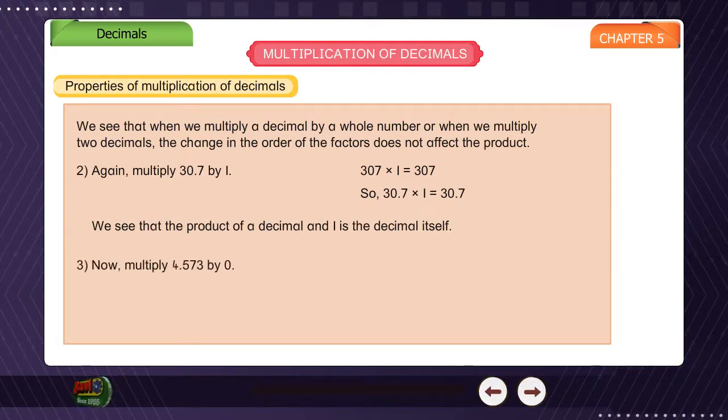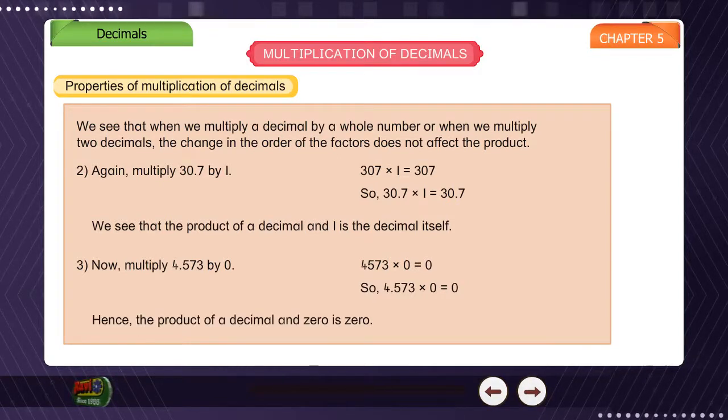3. Now, multiply 4.573 by 0. 4573 into 0 is equal to 0. So, 4.573 into 0 is equal to 0. Hence, the product of a decimal and 0 is 0.